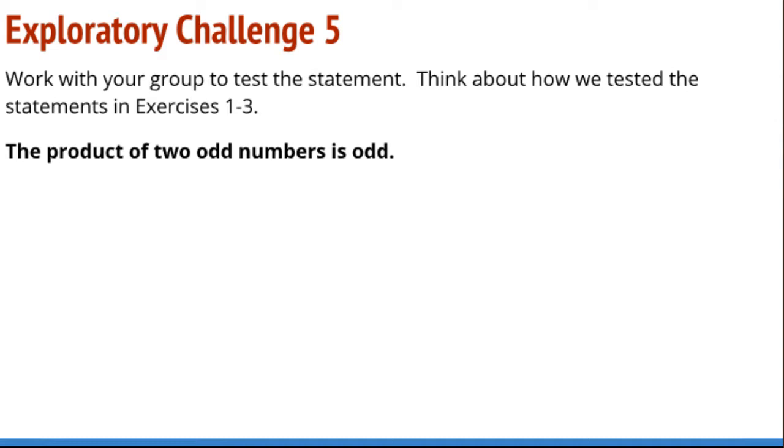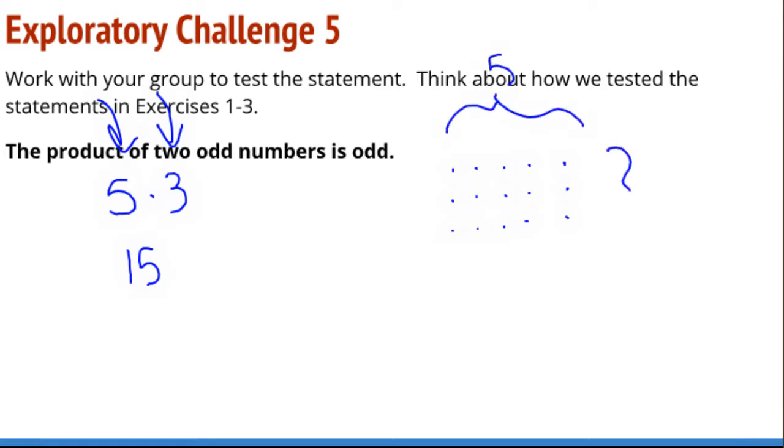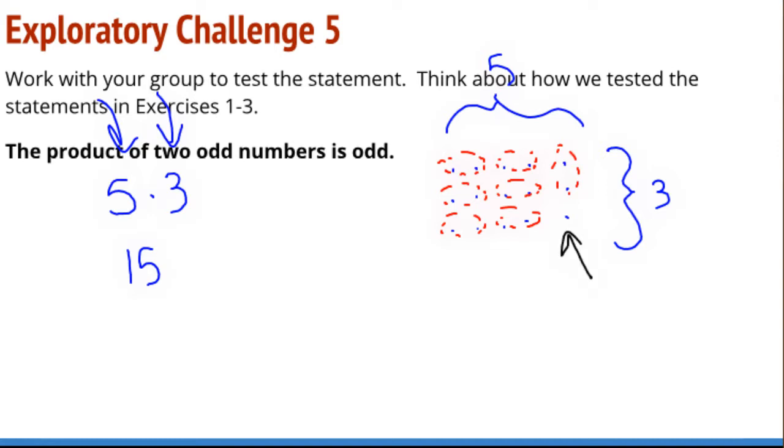So what about this statement? The product of 2 odd numbers is odd. So for example, what if I were to do 5 times 3? 5 is an odd number, 3 is an odd number. I know the product is 15. And if I set this up as an array, 1, 2, 3, 4, 5, 1, 2, 3, 4, 5, 1, 2, 3, 4, 5. So here's my 5. Here's my 3. Now as I start to look at this, if I take my 5s and try to make pairs, I'll always have a leftover. And I can combine 2 of the leftovers, but I'm going to have this one dot all by itself. I could try and go the other direction.